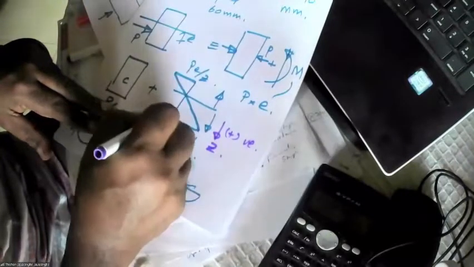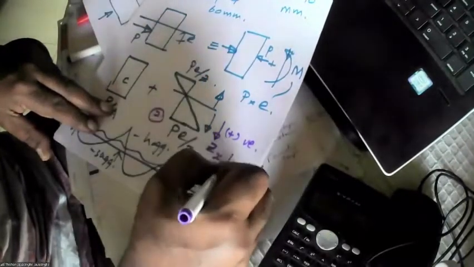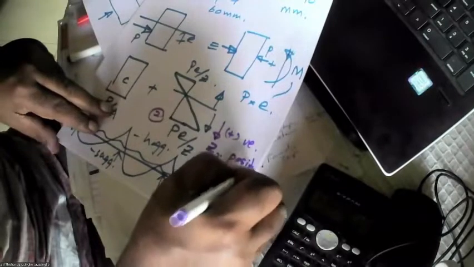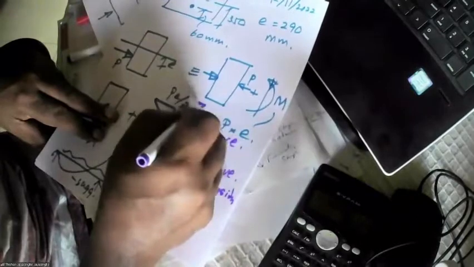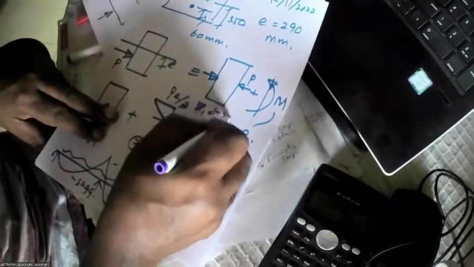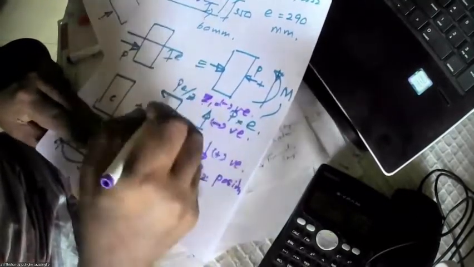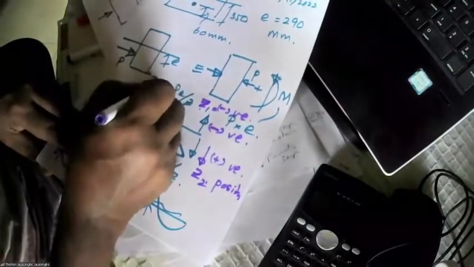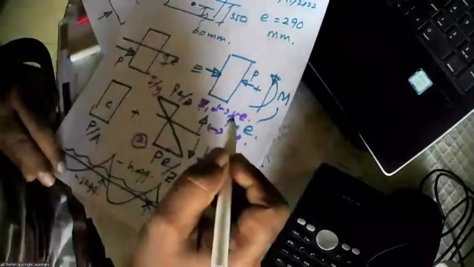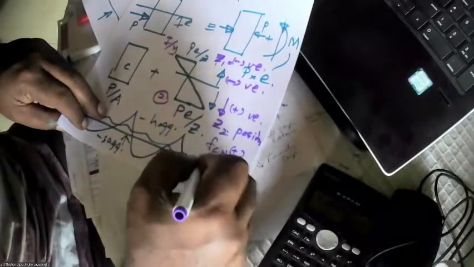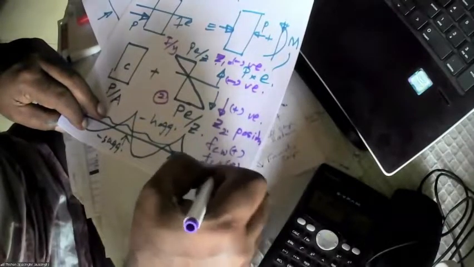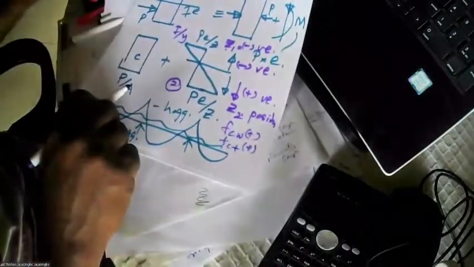Therefore, the bottom fiber is Z2, and Z2 is positive. Measure this way is negative, so Z1 is negative, because Z is I over y, and y is negative, so Z1 is negative. Then we say compression at working is positive, compression at transfer is positive. We say all that positive.